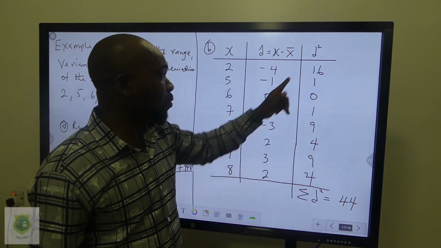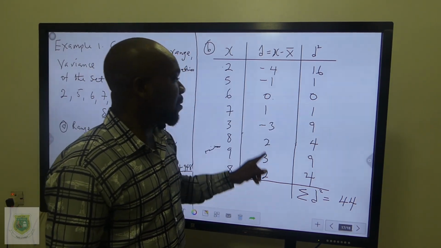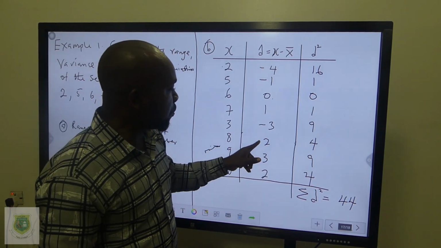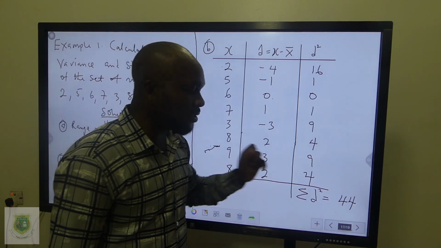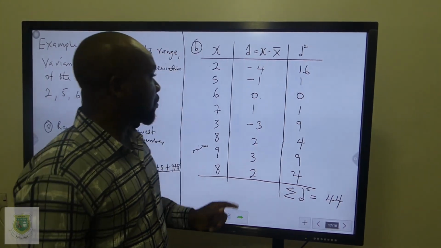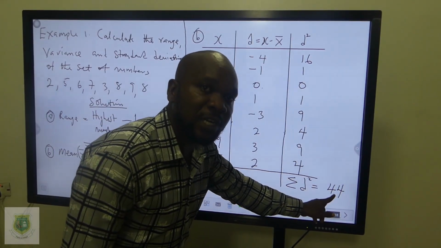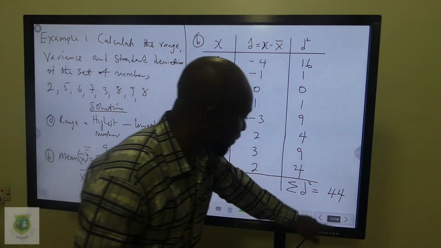1 squared is 1. 0 squared is 0. 1 squared is 1. Minus 3 squared is 9. 2 squared is 4. 3 squared is 9. 2 squared is 4. So sum, you add all these things, it will give you what? 44. Then we now move back to our formula.